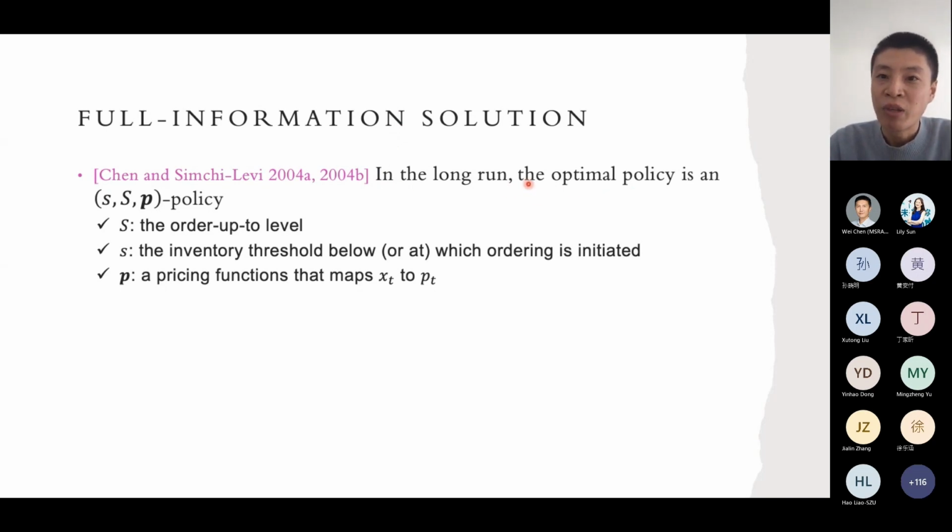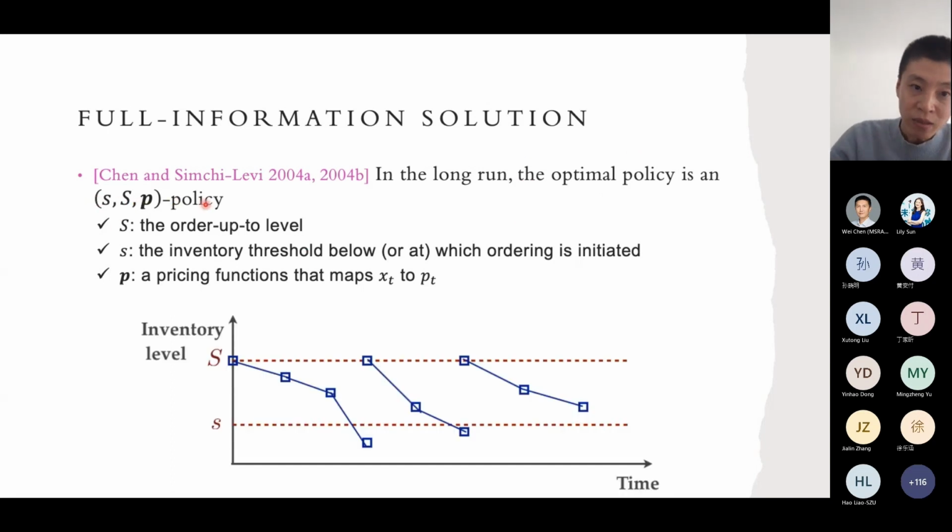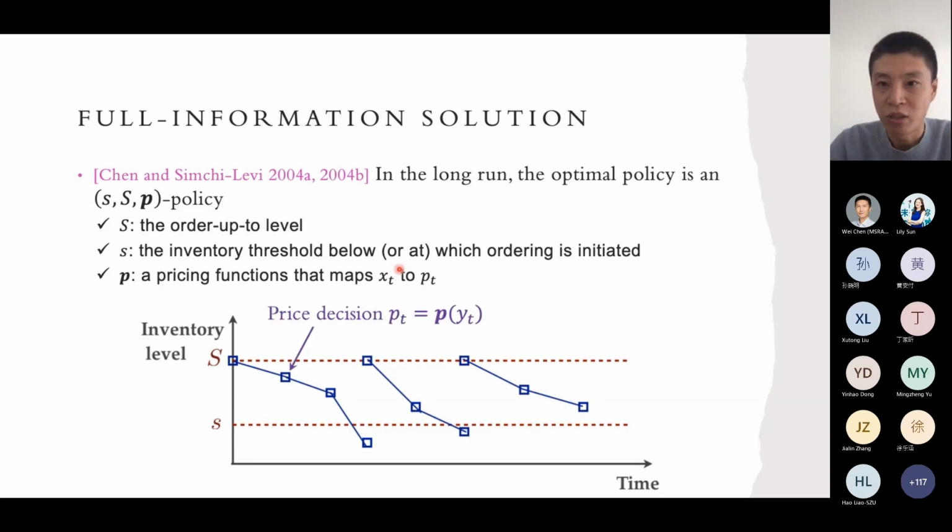And they say that in the long run, the optimal policy is a so-called (s, S, p) policy. That means the optimal policy is characterized by these parameters s, S and p. The capital S would be the order-up-to level, so whenever we make an order, we always order up to level capital S. And the little s tells us when we want to initiate a reordering, that is, only when the inventory drops below this small s. And this function p is just a pricing function that maps the current inventory level to the price p_t. Okay, so given these parameters, it's easy to form a policy. And this previous work says that in the long term, this is the structure of the optimal policy decision.